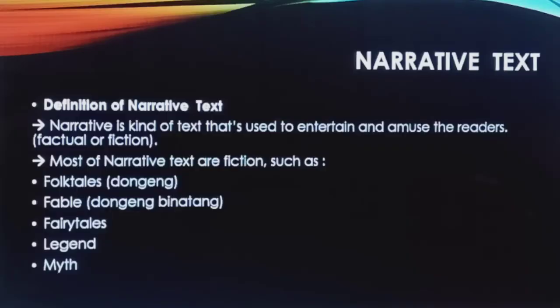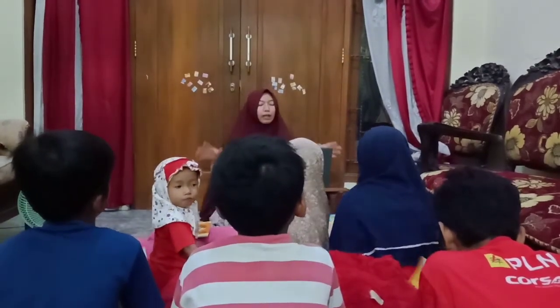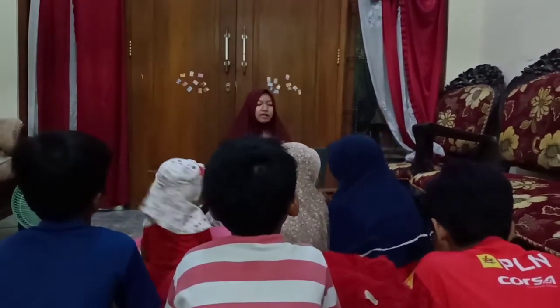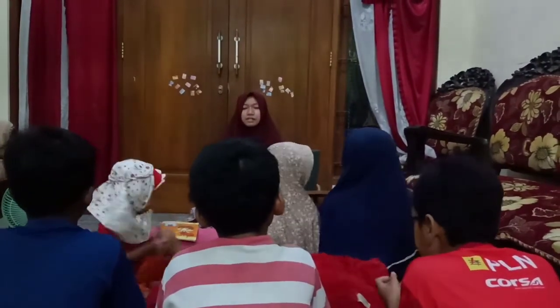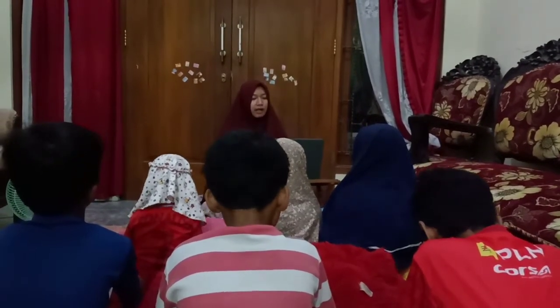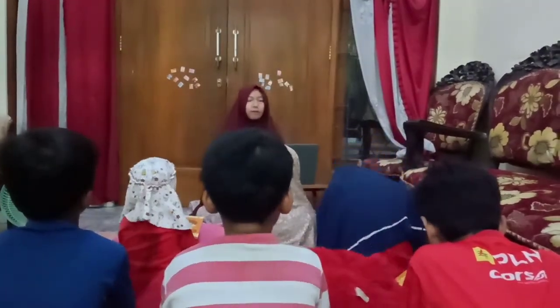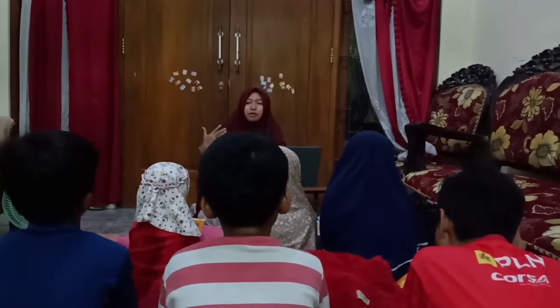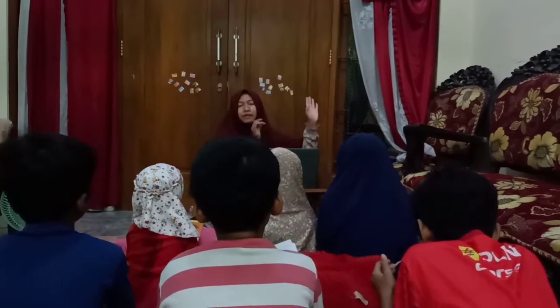What is the definition of narrative text? You know? You don't know? Okay, pay attention. Narrative text is a kind of text that is used to entertain and amuse the readers. Most narrative texts are fiction, such as folk tales, fables, fairy tales, legends, and myths. Folk tales mean dongeng in Indonesian. Fable means dongeng about animals, tentang binatang. Fairy tale is about fairies, tentang peri-peri.